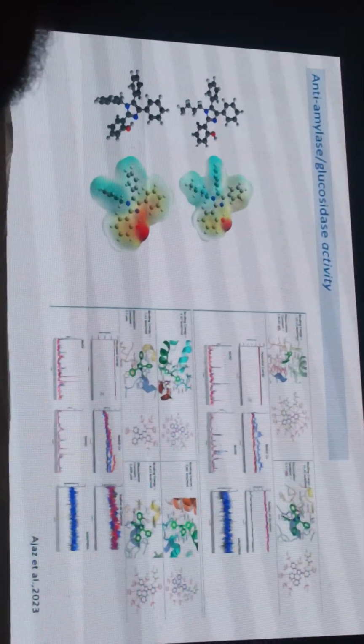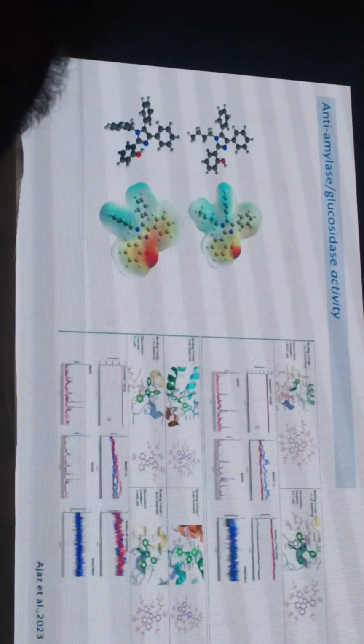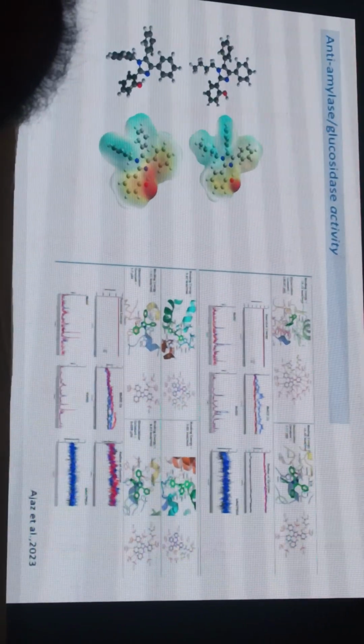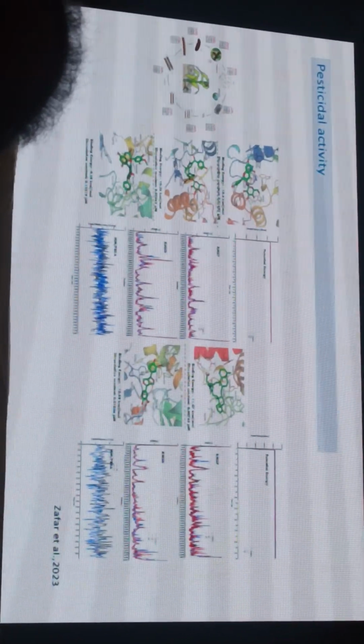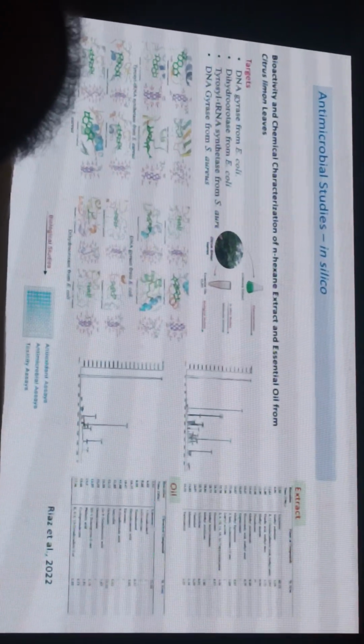We also did anti-amylase and glucosidase activities. That's very common. People used to do it. Anti-diabetic activity के तौर पे इसको करते हैं. आप इसको in silico भी जो है वो कर सकते हैं by using the different targets. Pesticidal activity you can also do that. And then antimicrobial studies, very famous.